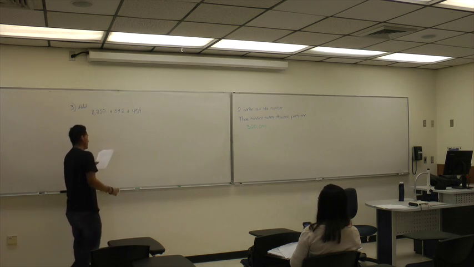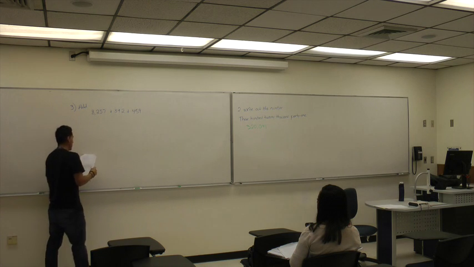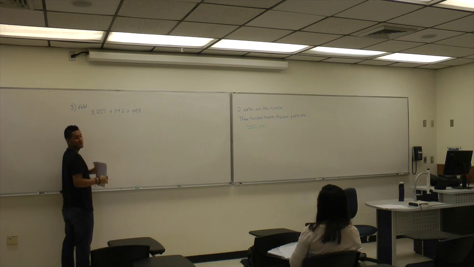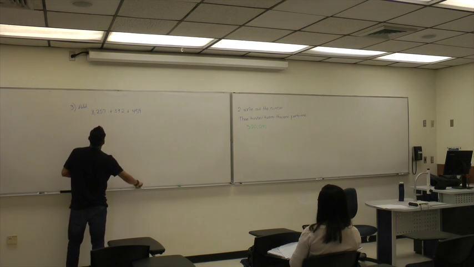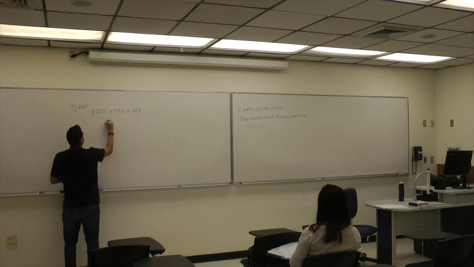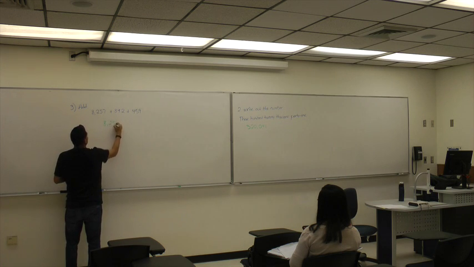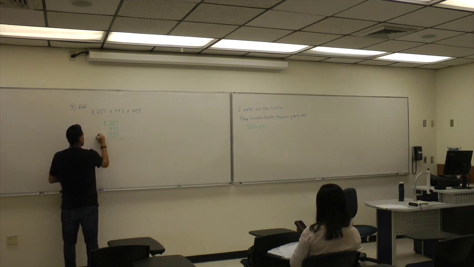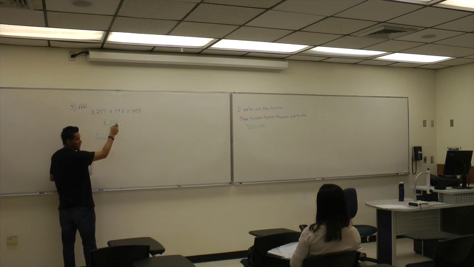Alright, we're supposed to add these up. How will you do that? You put down the hundreds and line them up, one on top of each other, right? So the process would be 8,257, then you have 392, and then you have 459. That's an addition. So we're just gonna add them individually, each row.